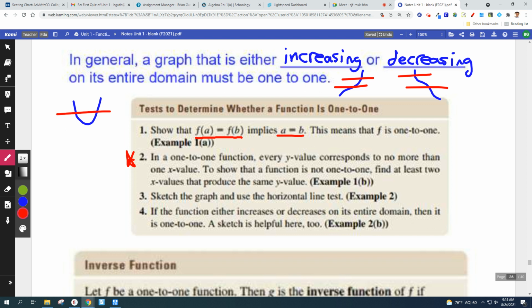In a one-to-one function, every y value corresponds to no more than one x value. To show that a function is not one-to-one, find at least two x values that produce the same y value. Like we've got 1 and 2 both going to a y value. If you've got two x values that go to the same y value, that's not one-to-one. And what that shows you is basically the horizontal line test hits two different spots. 3, sketch the graph and use the horizontal line test. 4, if the function either increases or decreases on its entire domain, then it is one-to-one. A sketch is helpful here too. I like looking at the picture. I think that makes it kind of easy.